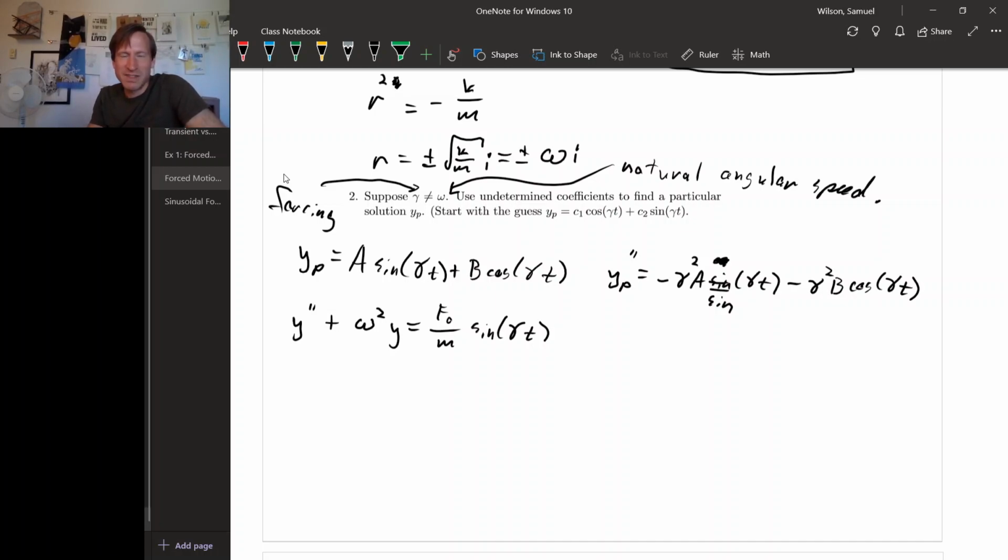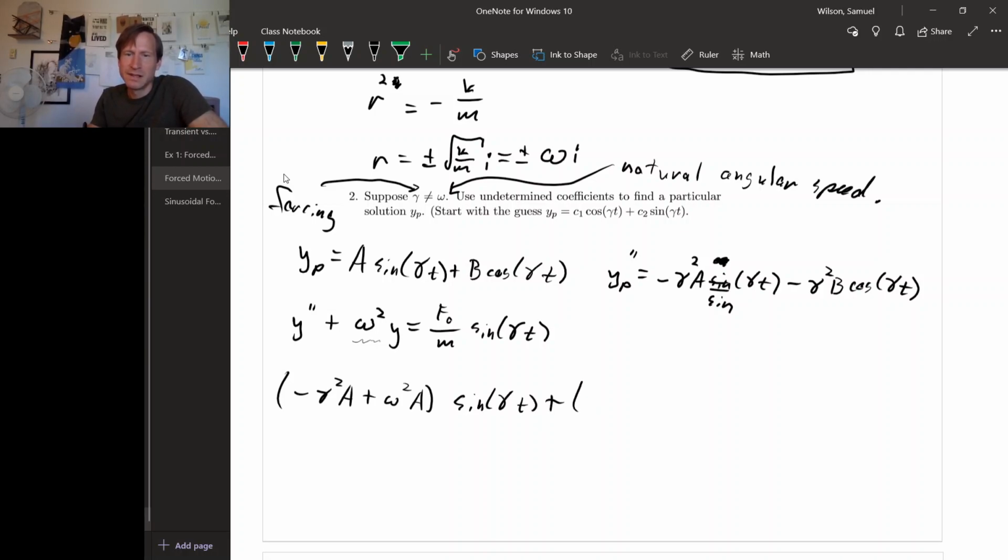Okay, now we can plug y sub p and its second derivative into the differential equation, and let's gather up the sines and cosines. For sine, y double prime contributes minus gamma squared A, and then y sub p contributes a sine as well. Remember, we have to multiply by omega squared here, so plus omega squared A. Both of those are times sine gamma t.